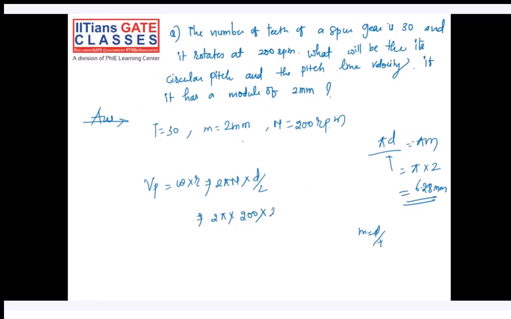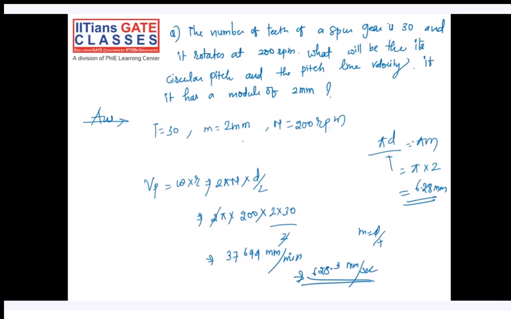So that's all. 2 will get cancelled. So 5 times 200 times 60, which is 37699 millimeter per minute, and that can be written as 628.3 millimeter per second. Is it clear till this?